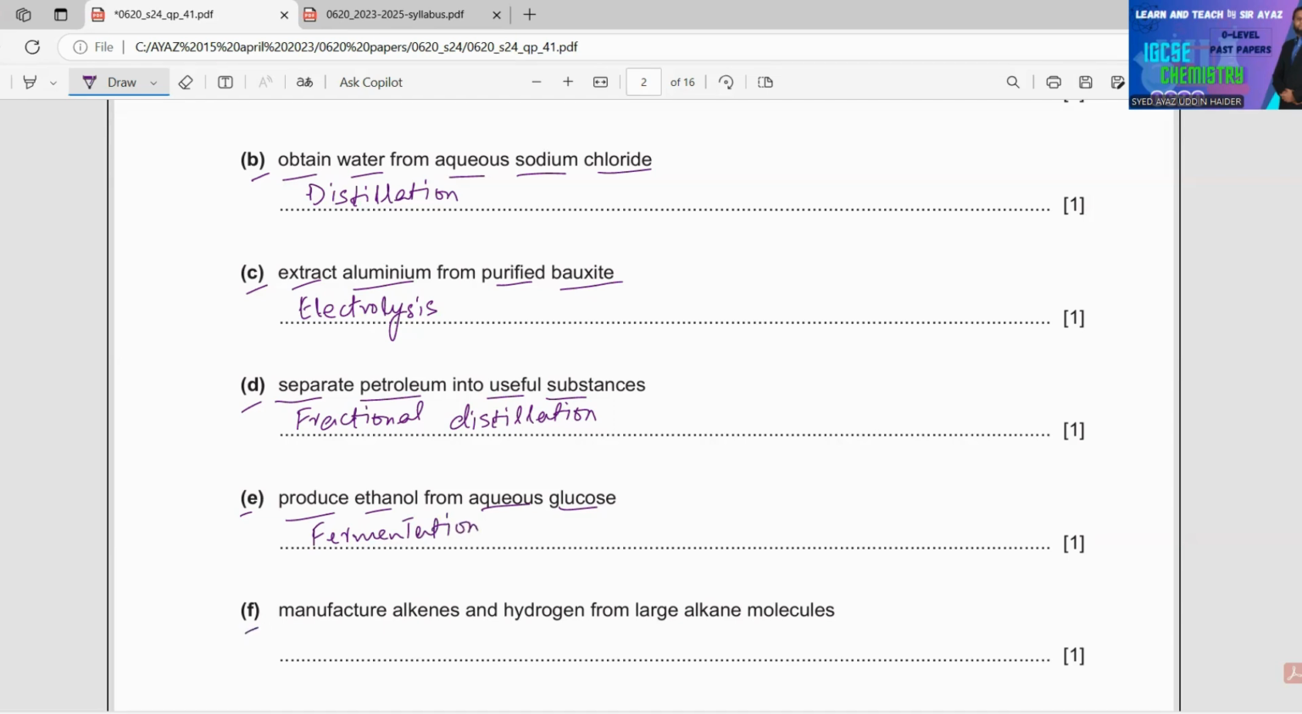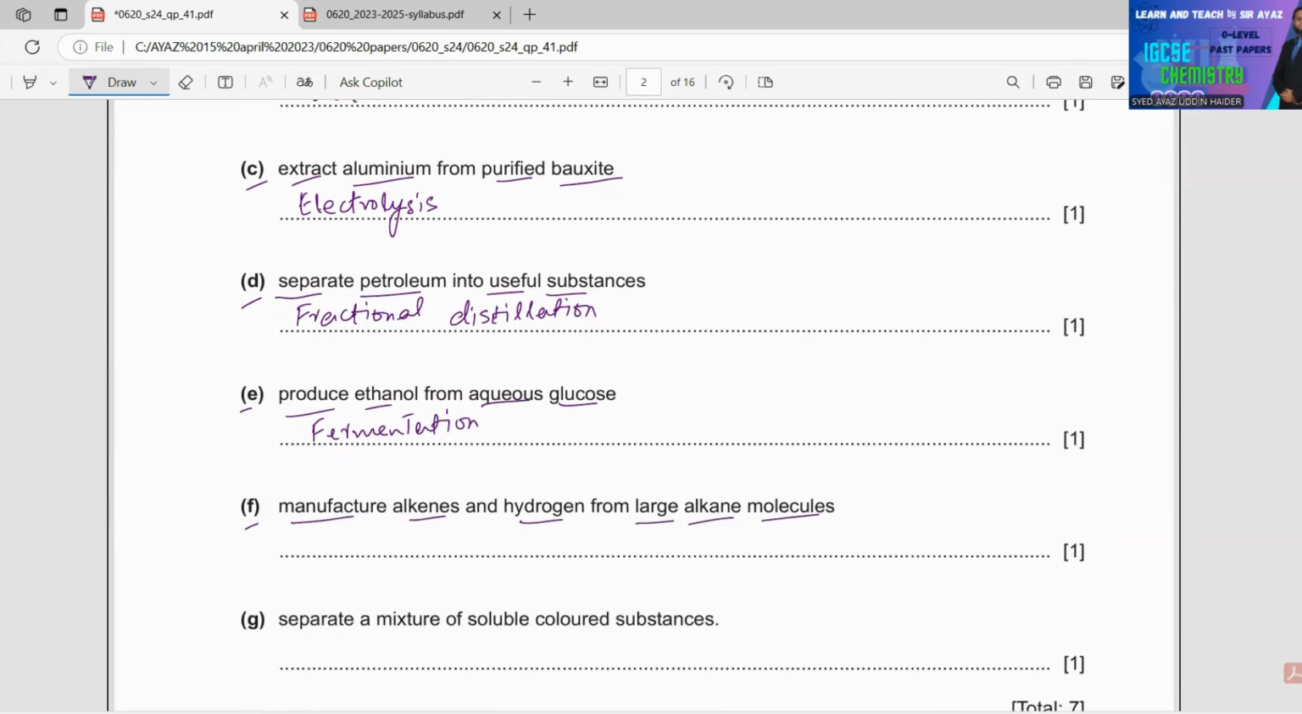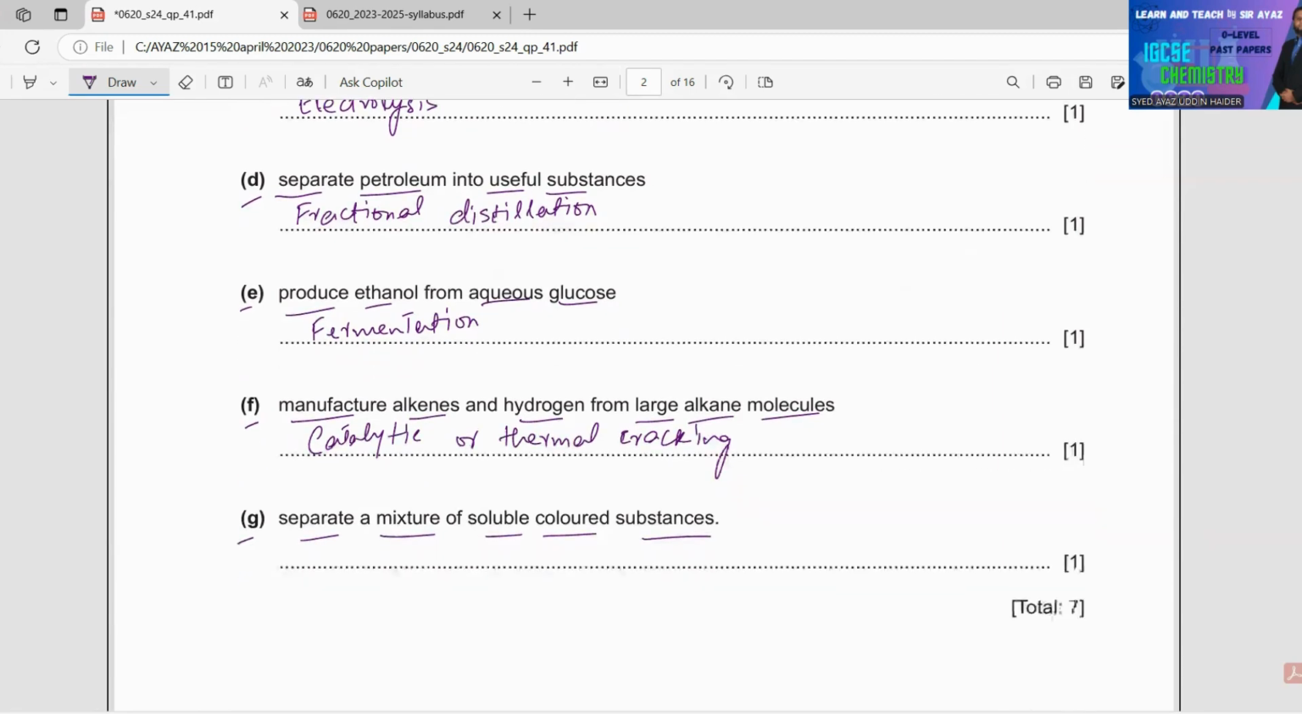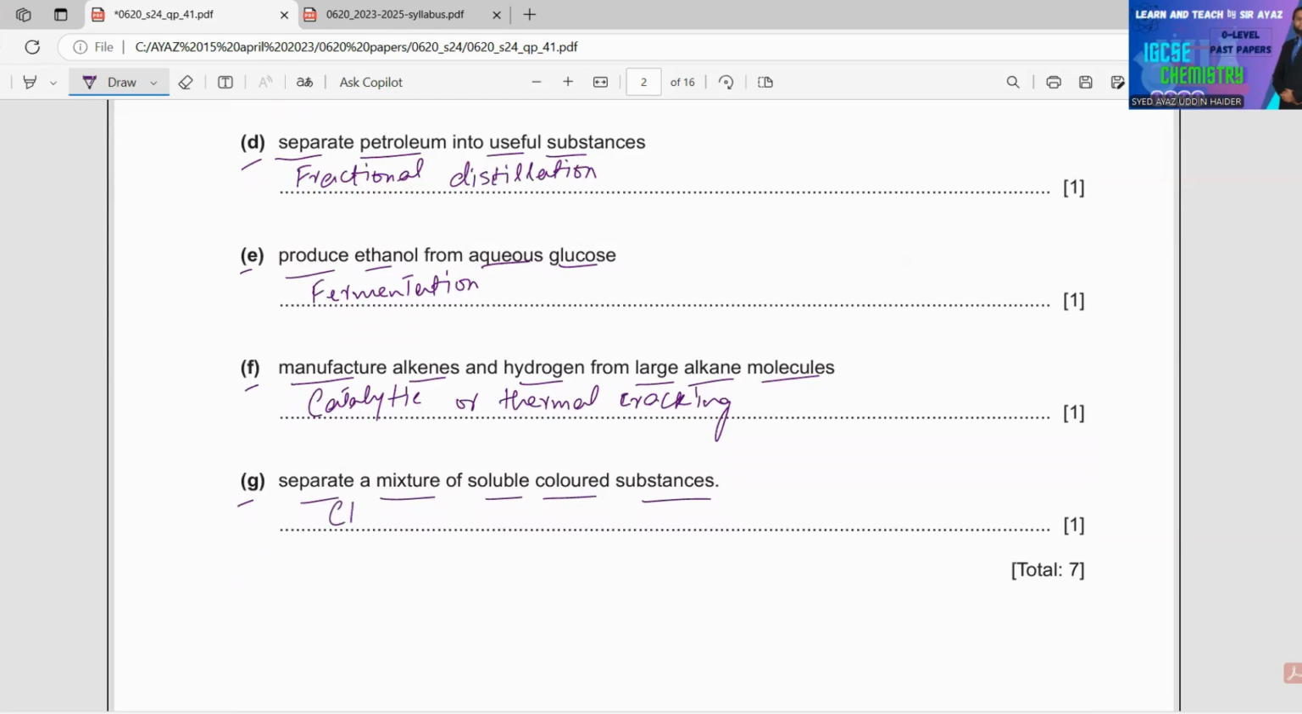F. Manufacture alkenes and hydrogen from large alkane molecules. It's either catalytic or thermal cracking. The process is cracking. G. Separate a mixture of soluble coloured substances. We have chromatography. So write down chromatography.